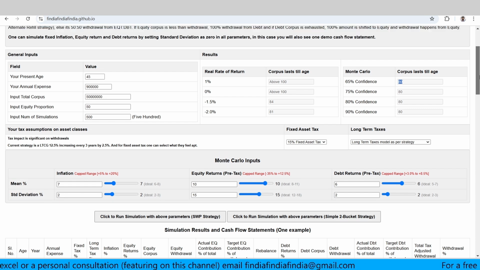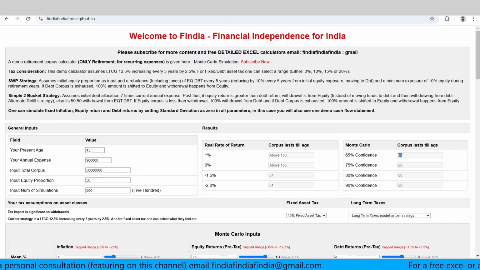Now the strategy could be different; there could be n number of strategies. In fact, there are hundreds and hundreds of strategies that you can apply in a simple two bucket approach. Somebody might say, no Ravi, I don't want these things. What I want is you just keep refilling your debt every year, or only when the equity is greater than debt, you keep refilling it. That could be one strategy.